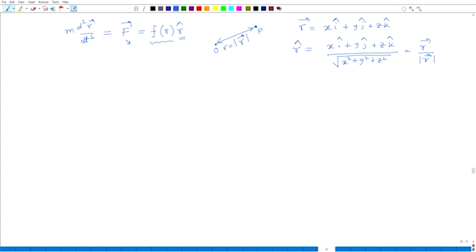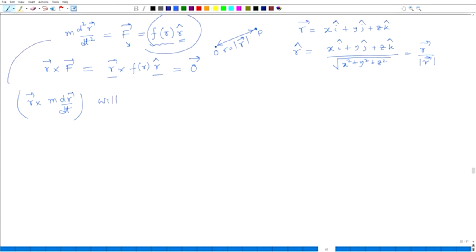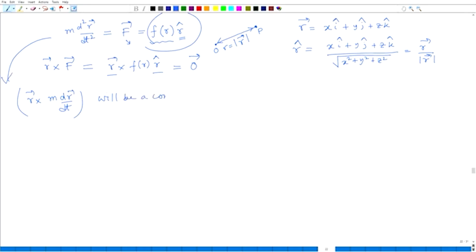Now, if I have a force like this, what will be the interesting property related to that? First thing is that you can think, if I have a force like this, then what will be r cross F? That is the torque. So, that will be r cross F(r) r cap. Of course, they are parallel, and that is why it will be equal to 0, a null vector. And so, when your force is of this nature, you know that for your system r cross m dr/dt will be a constant of motion.